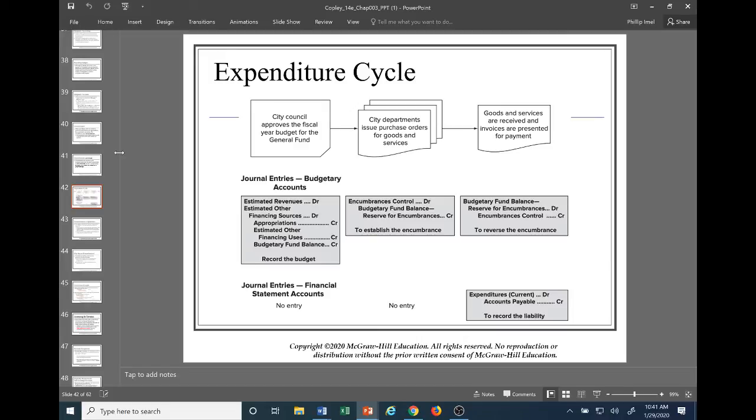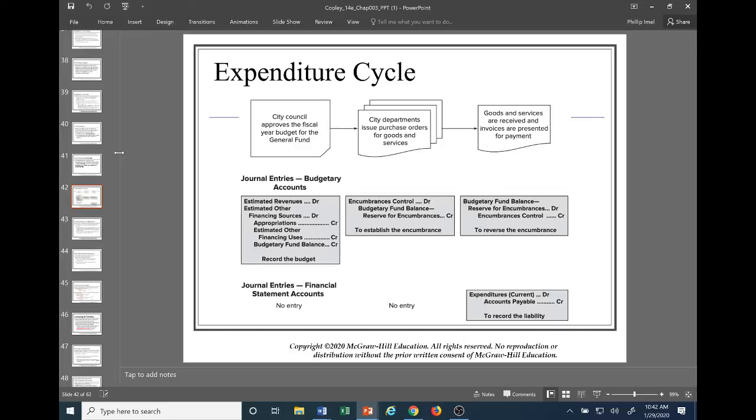So pretty much estimated revenues and estimated other financing sources are going to be debited. That's what we expect to bring in. So let's just say we think that's going to be $100,000. Then let's say appropriations and estimated other financing uses are going to be credited, right? Let's just say that's going to be $50,000. So then the budgetary fund balance is going to be a credit of $50,000, right? Which is a good thing, right?